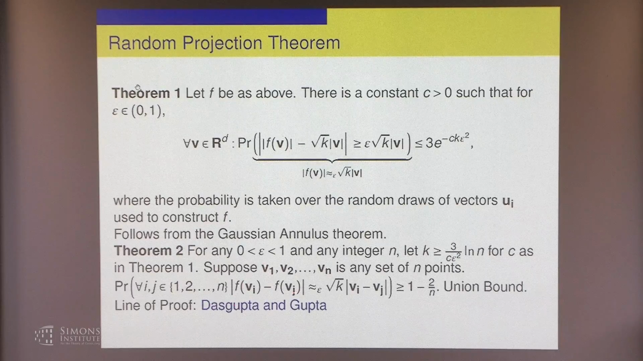Now, if you want to apply it to a lot of vectors, and I'm going to go over this a little bit, in a lot of contexts the number of vectors you apply to is polynomial, but not always. You have to be a little careful. If you want to apply it to a lot of vectors, you do the union bound.